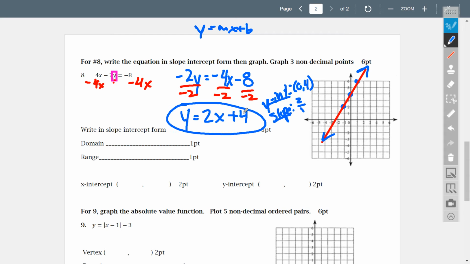The domain of this line, remember the domain refers to the x-coordinates, and we can see every point on this line, the x-coordinate is anything. Any x-coordinate is fine, so this is all real numbers. And the range of this is also all real numbers because this graph extends up forever and it extends down forever. So the range is also all real numbers.